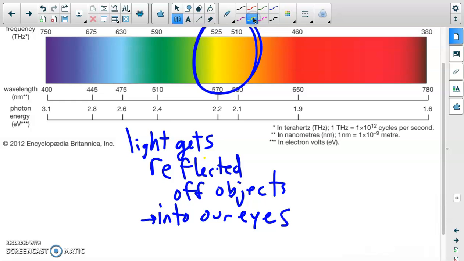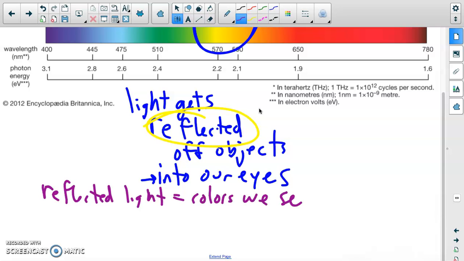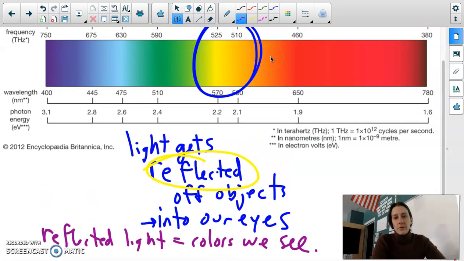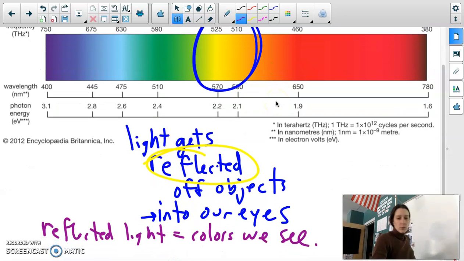And it's the reflected light that's the important part. The reflected light is going to equal the colors that we see. Colors that we see, those are the ones that are reflected. So some materials are going to absorb certain wavelengths of the color spectrum, and some materials are going to reflect certain wavelengths of the color spectrum. And it depends on what the object is.